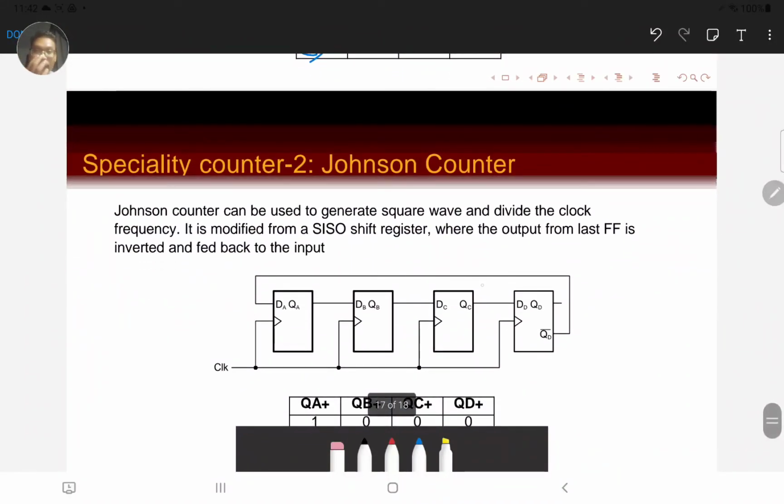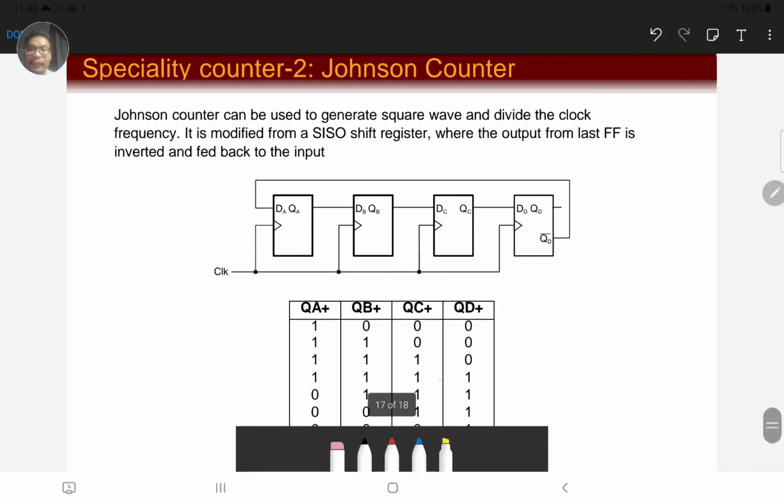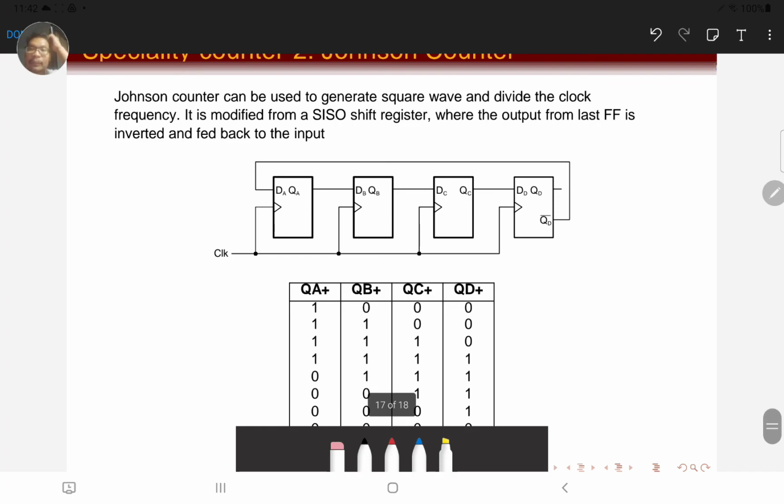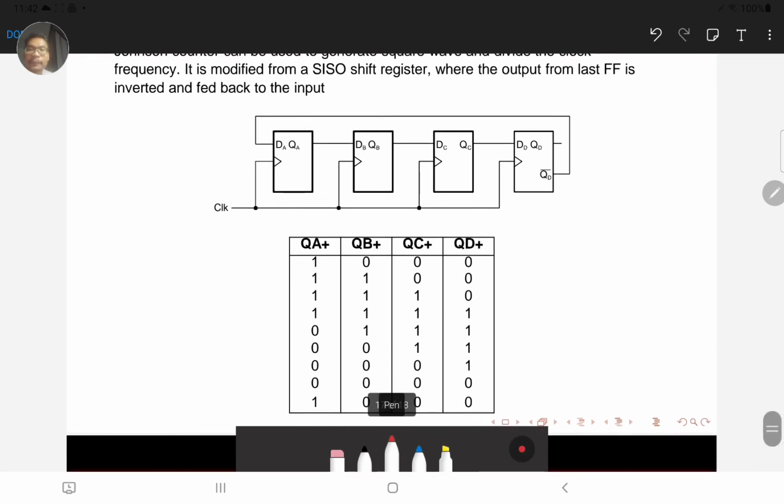And finally is the Johnson counter. A Johnson counter can be used to generate a square wave and divide the clock frequency. It is basically modified from a SISO shift register where the output from the last flip-flop is inverted and fed back to the input. So let's analyze this.